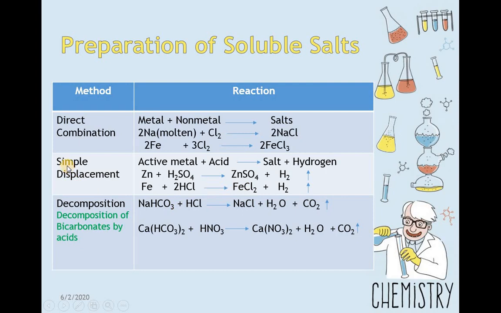The second method is the simple displacement method, where the active metal displaces the hydrogen of the acid to give the salt and the hydrogen. Zinc reacts with sulfuric acid to give zinc sulfate and hydrogen gas, similar for the ferrous iron that gives ferrous chloride and hydrogen. Third is decomposition, where decomposition of the bicarbonates by the acids.